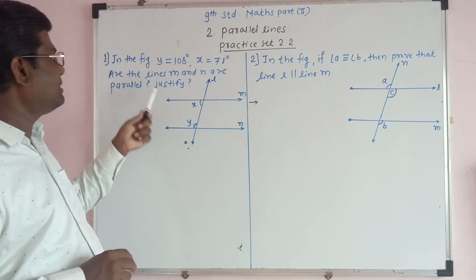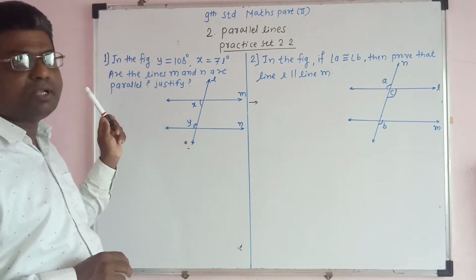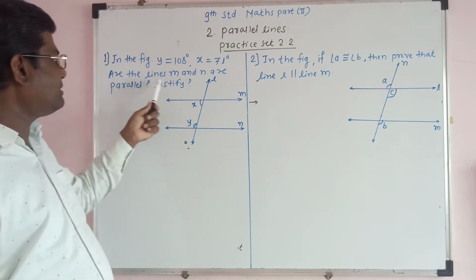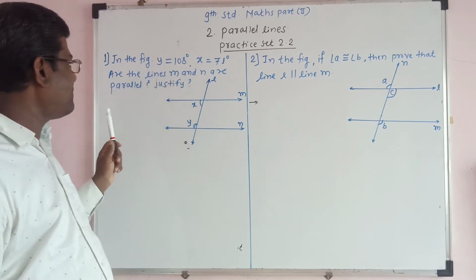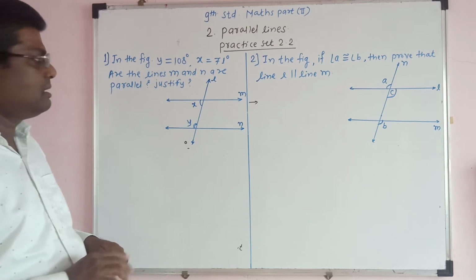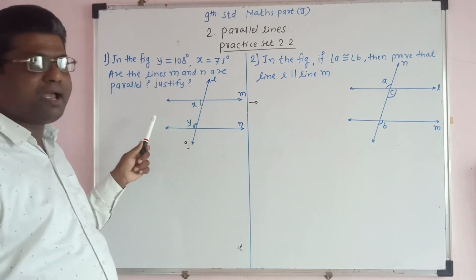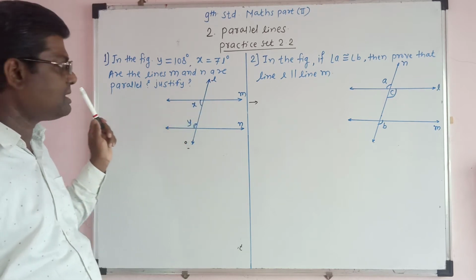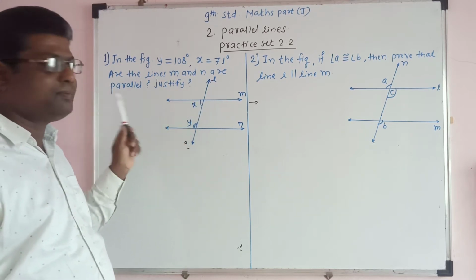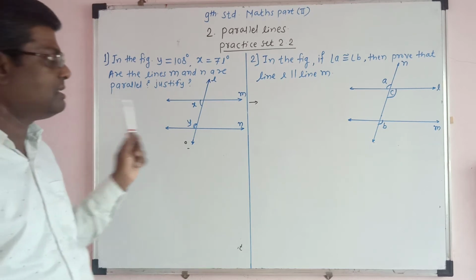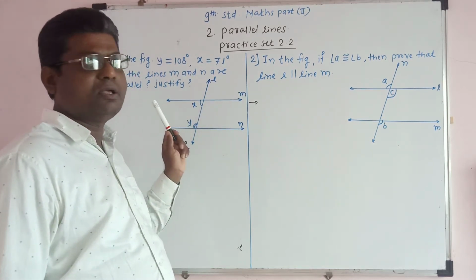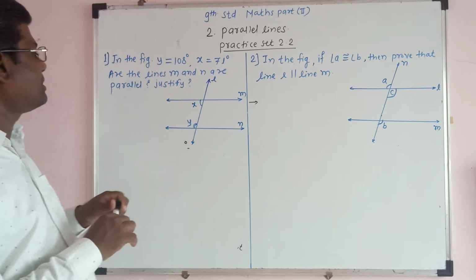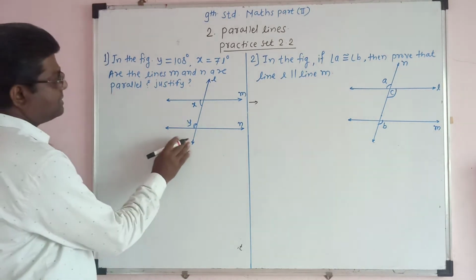Example number 1. In the figure, y is equal to 108 degree, x is equal to 71 degree. Are the lines M and N parallel? Justify. Angle x and angle y are interior angles because they are on the same side of a transversal. If the sum of these two angles is 180 degree, then lines M and N are parallel to each other, otherwise they are not parallel to each other. So let's solve this example.